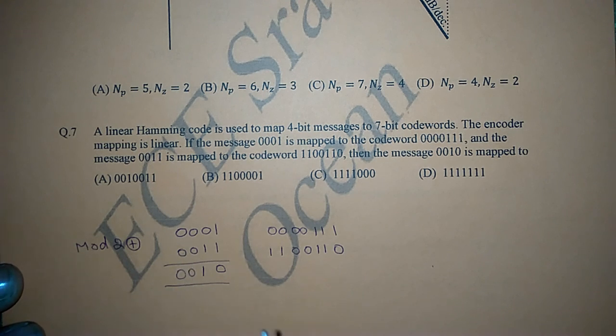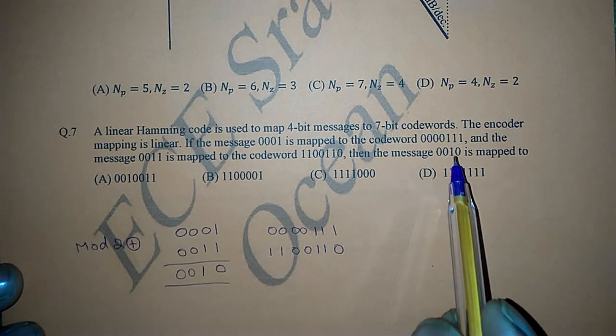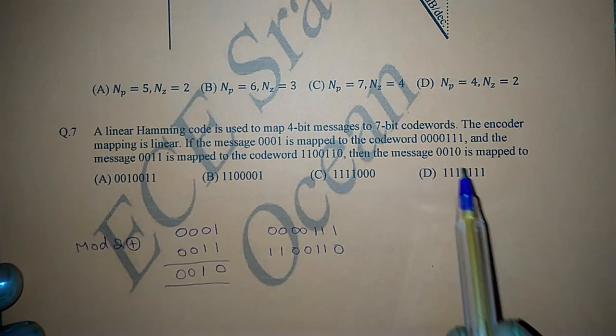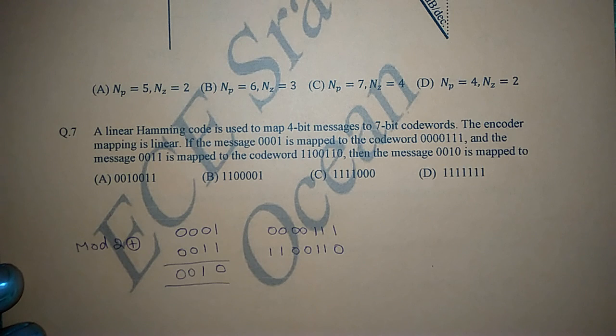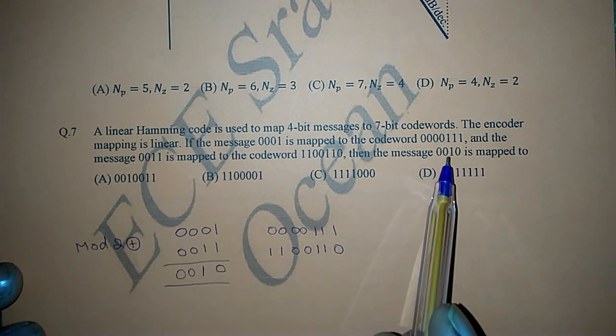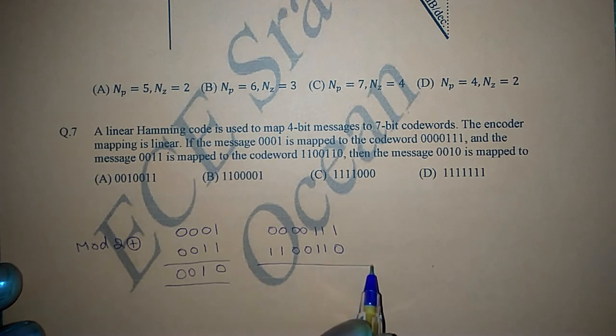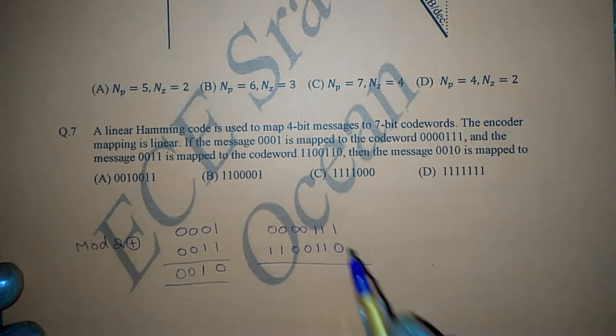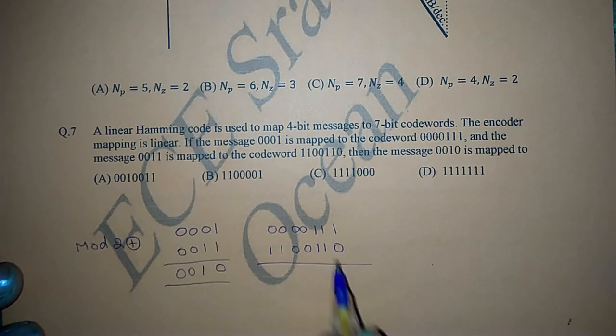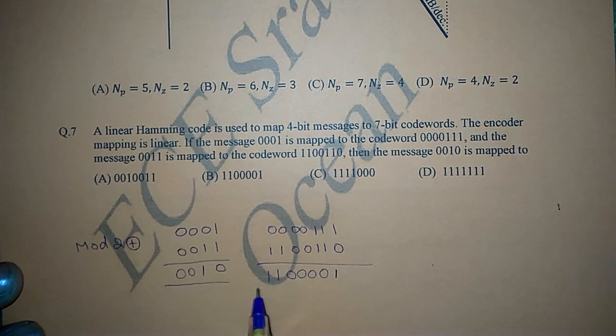If you observe carefully, 0010 is the required message signal in the question, so we have to find the code word for these bits only. So from this analysis we can say that if we apply the same modulo 2 addition to the code words, the result will be the required code word of the asked message signal. So I am applying modulo 2 addition again here. Here different bits are there, so the result will be 1. Similar bits, so 0, similar, 0, similar, 0, similar, 0, different, 1, different, 1. So this will be the code word for the given message signal.